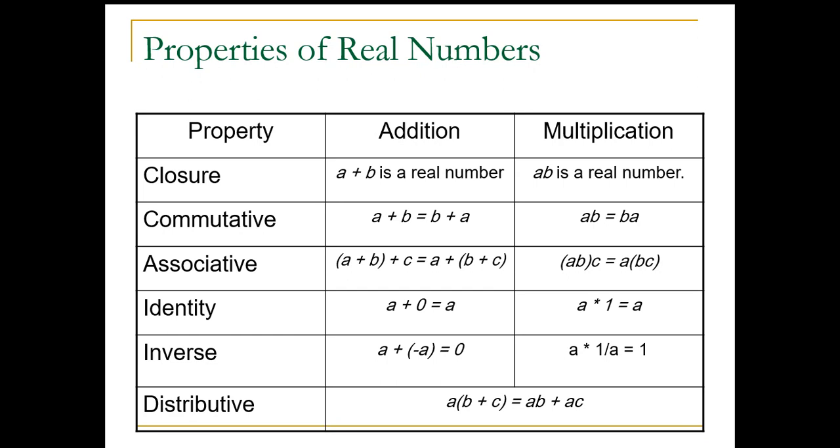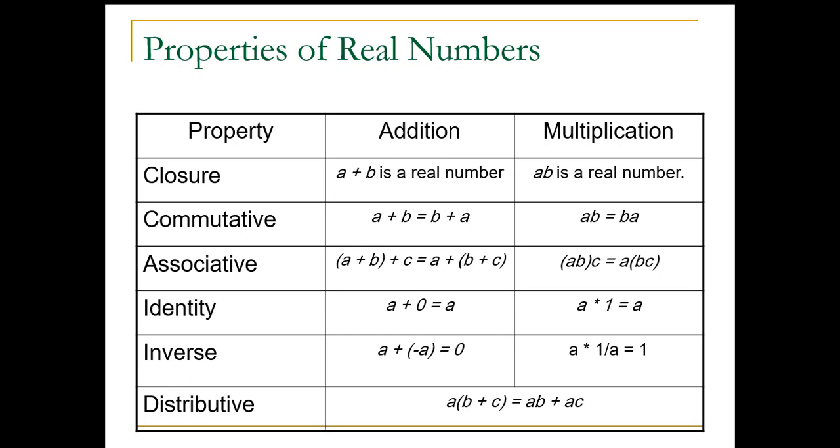Now, identity, what does it mean, identity? It means if I add 0 to a number, I will have the same number. And for the multiplication, I'm multiplying by what? That will give me the same number by 1. For the addition, it's a number plus 0, it gives me the same number. And for the multiplication, it's times 1.